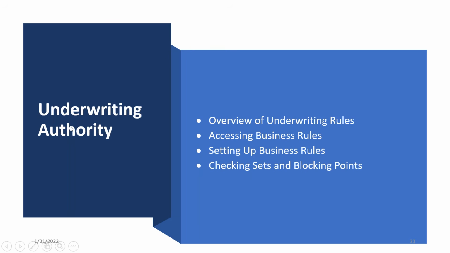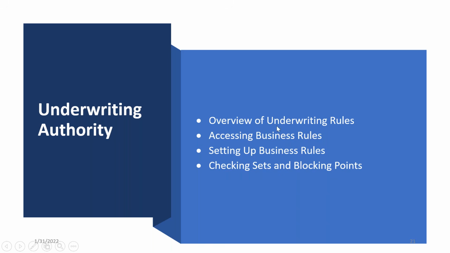Underwriting authority, here the business rules, a very important role to define the business and the underwriting authority. Here we will learn how we create the business rules, how we access the business rule, how we set up the business rule. I have seen in PolicyCenter, most of the BAs play an important role, they create the business rules in the system. We will learn this: how do we configure a new business rule, how do we access the new business rule, how do we define the checking set and blocking point, what are underwriting rules.